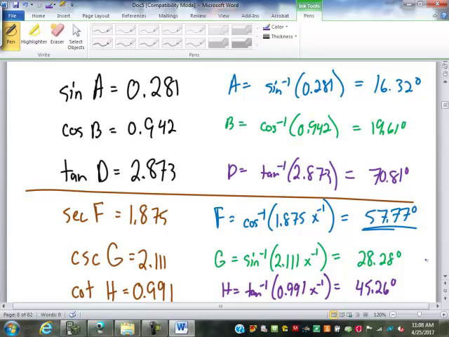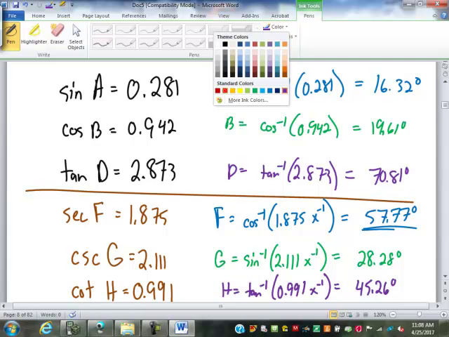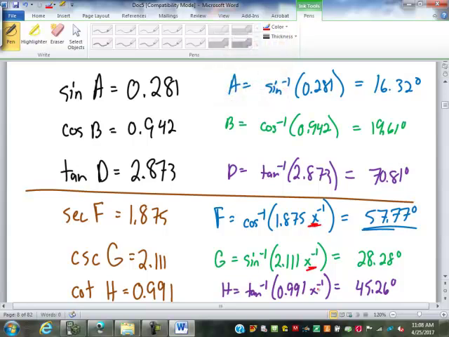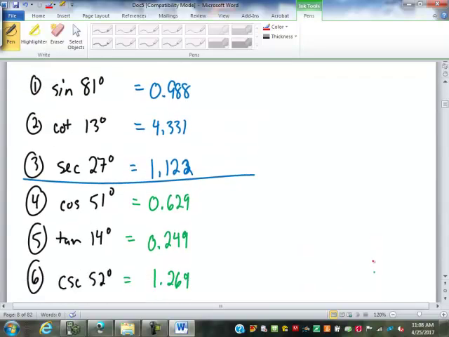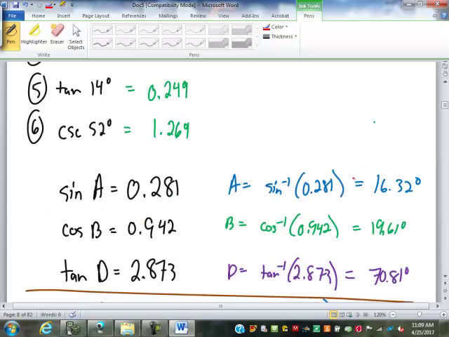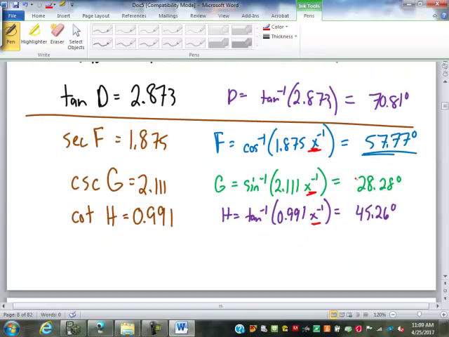So the key is trying to remember, when does that reciprocal key go inside the parentheses? And when does it go outside the parentheses? Because here this would be the cosine of 27 degrees with the reciprocal outside the parentheses. If we know the angle, that reciprocal goes outside the parentheses. If we're trying to find the angle, reciprocal goes inside the parentheses.